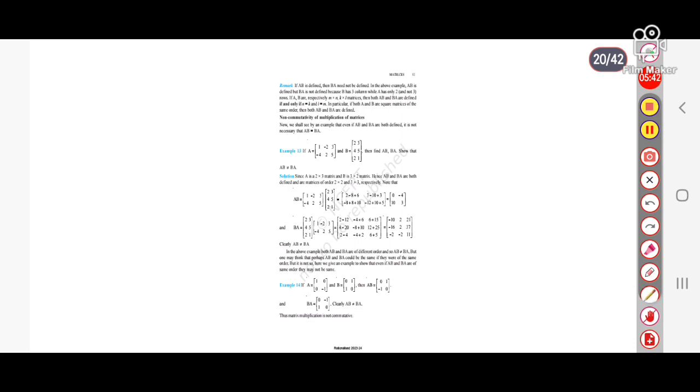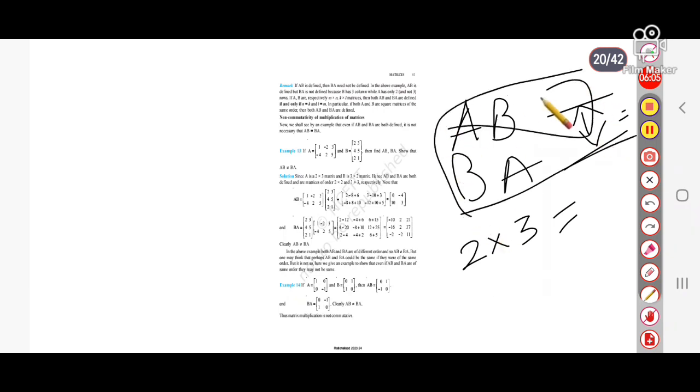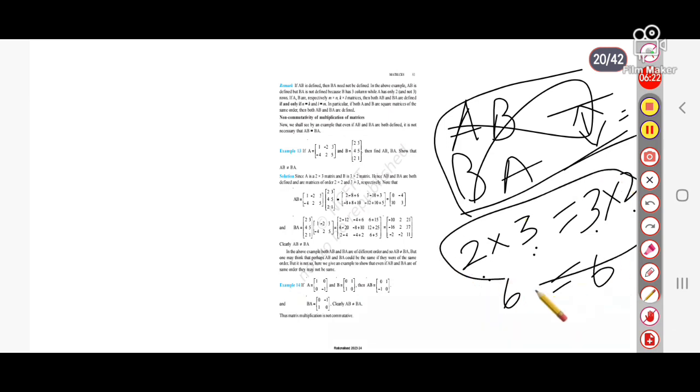Now we are going to find the value of AB. Keep it aside. Then BA, keep it aside. Now we are going to compare these two, whether they both are the same or not. Generally, in normal multiplication, forgetting about matrices, 2 into 3 is 6 and 3 into 2 is also 6. So when we multiply the same numbers reversed, we get the same answer, as we studied in lower classes.